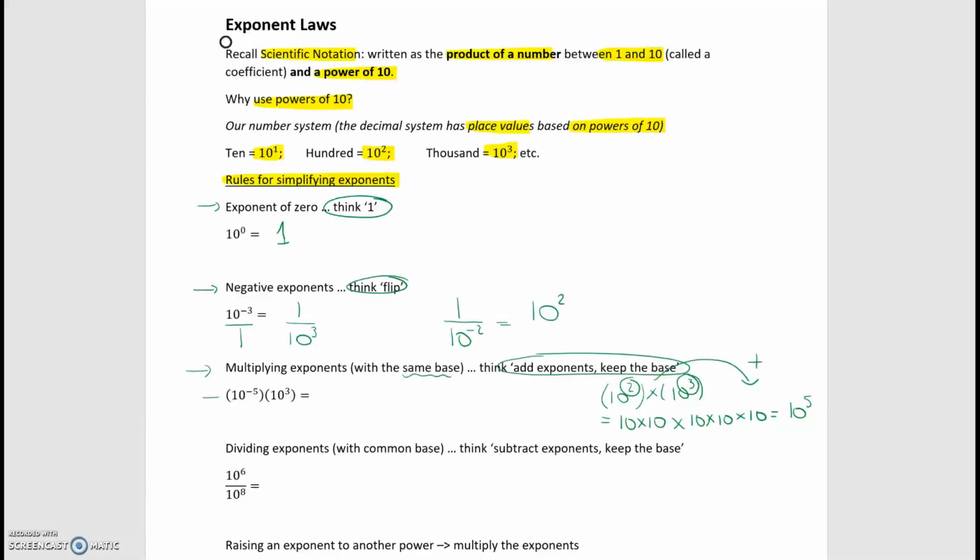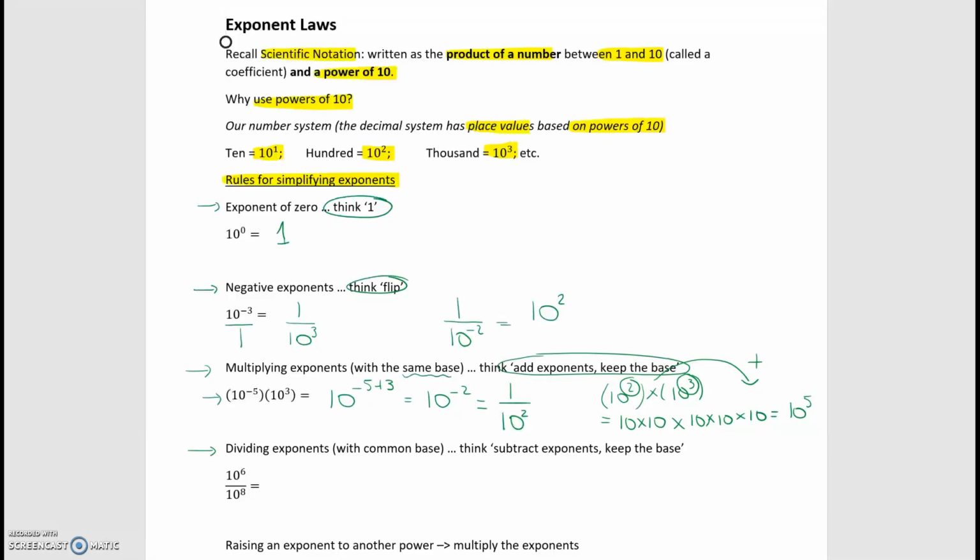So let's go now to this example. Keep the same base, add the exponents. So negative 5 plus 3 gets us 10 to the negative 2. If we want to turn that into a positive exponent, look at the rule above. Flip: 1 over 10 to the positive 2.